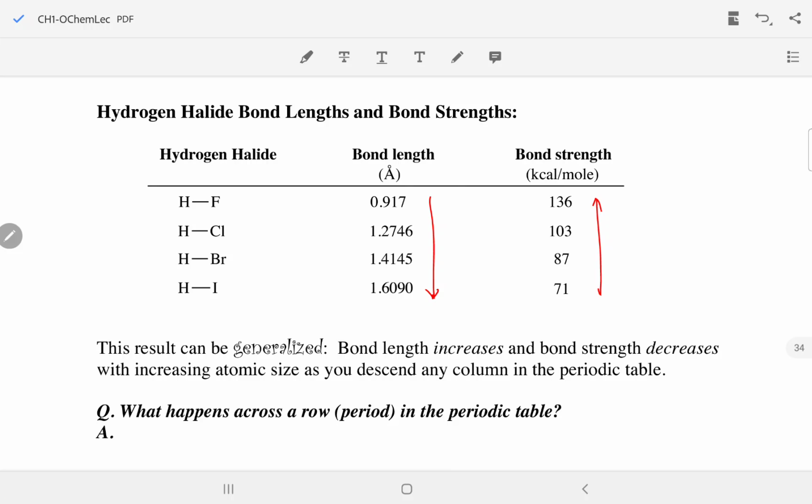So when we talk about hydrogen halide bond lengths, down the column, your bond length increases, but your bond strength decreases. Always remember that the smaller the size of the atom, in the halides, the stronger its bond, which is why it forms more readily. With the internuclear distance, there is effective overlap.